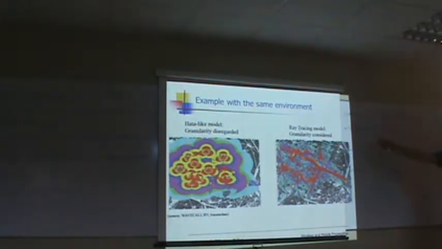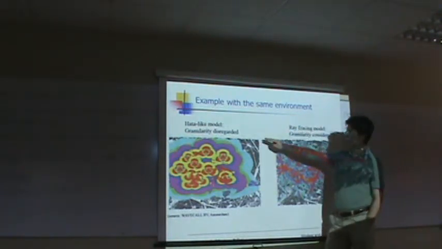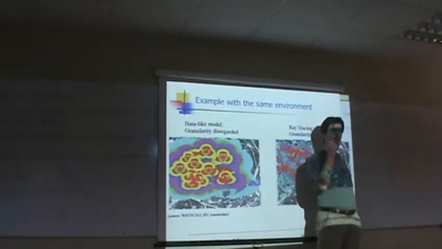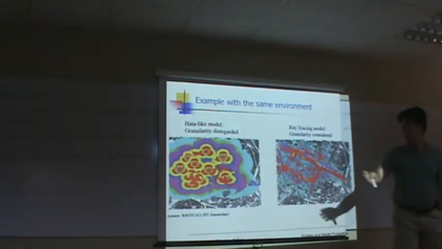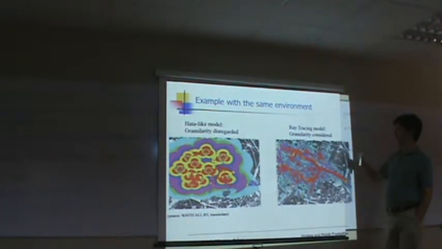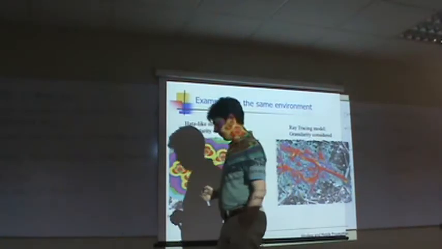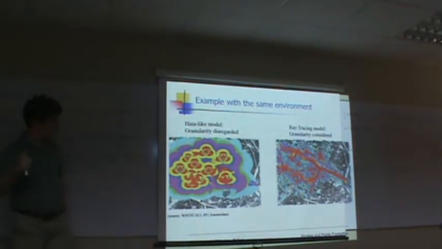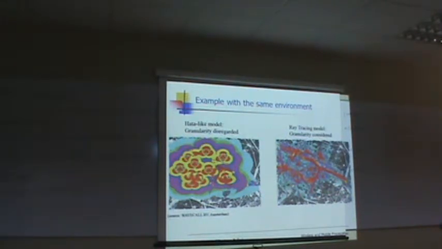What the slide is saying is that in a statistical model, you ignore the granularity, you ignore the fine details of the environment. While here you take that into account. That is Amsterdam, I think. Okay.